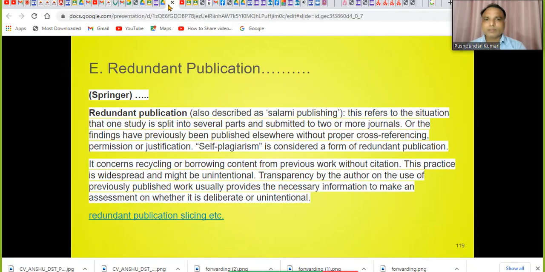Okay, so I hope now it is clear. You can see what is this salami publication, right? So this we have discussed. Let us move further.